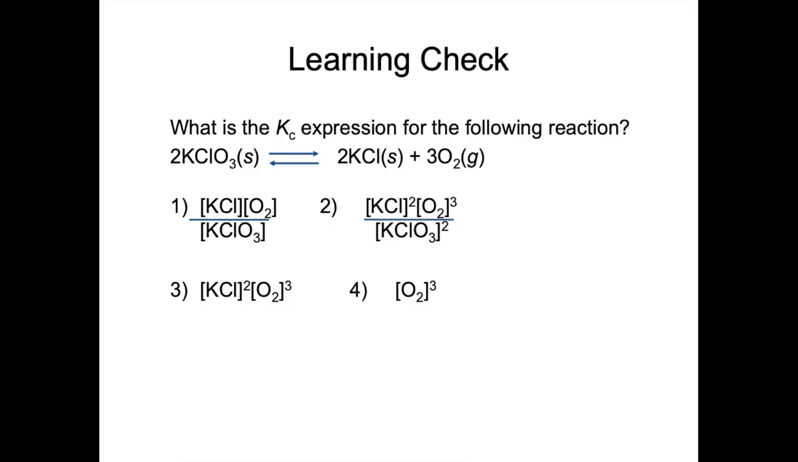So here's another learning check for you guys. Here we have potassium chlorate in equilibrium with potassium chloride and oxygen. For those of you who've taken high school chemistry, you may have had a teacher who did a demo for you using potassium chlorate. If you heat up potassium chlorate, it'll decompose and do the forward reaction. It produces a lot of oxygen as a byproduct and a lot of heat as well.